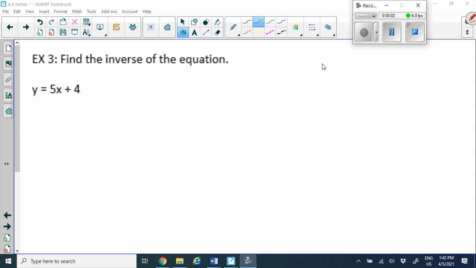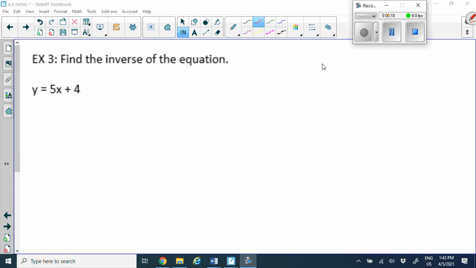Hey guys, so here's part 2 of the 6.4 notes. We're going to talk about how to find the inverse of a linear equation, how to verify inverse functions, as well as do a word problem.